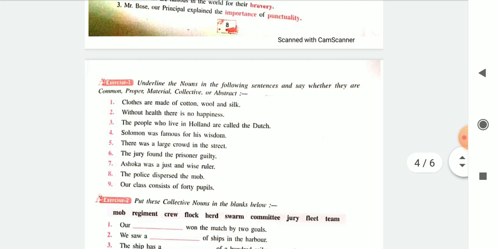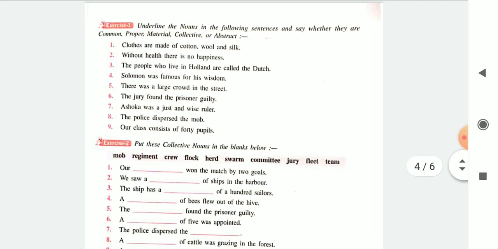So I hope you have understood this much properly. We have exercise 1 here. We have to underline the nouns and say whether they are common, proper, material, collective or abstract. I don't think it is very difficult for you to understand here.